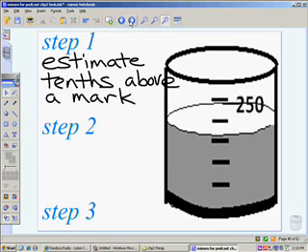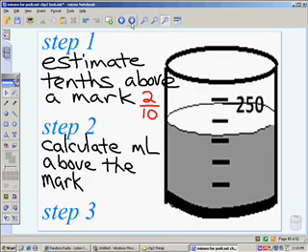The first step is to estimate the tenths above this increment that's closest to the surface level. So I'm going to guess that this water level is about 2/10 of the way from the lower increment to the one that's above. The second step, calculate the number of milliliters then above the mark. If this is 2/10 of the way above the mark, how many milliliters is it above the mark? So I multiply 2/10 times the 50 milliliters that each mark represents, and so I'm going to estimate that there are 10 milliliters above this mark here.